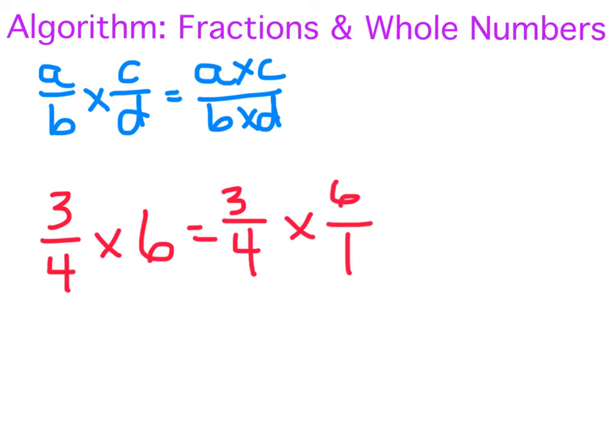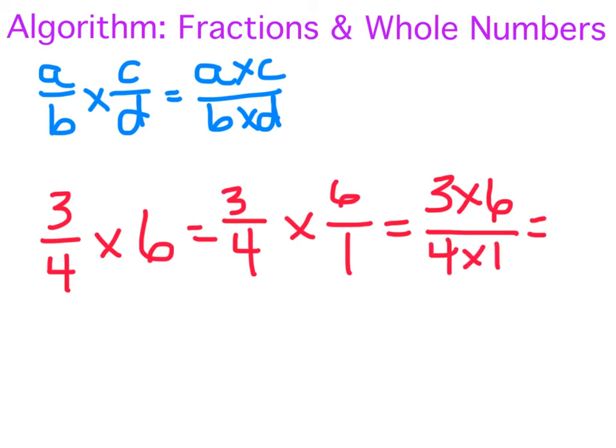Now we are going to refer back to this model for multiplying fractions. We can simply start by multiplying the numerators of each of these 2 fractions, 3 times 6. We will finish by multiplying the denominators, or 4 times 1. When we multiply these numbers together, we get 18/4.